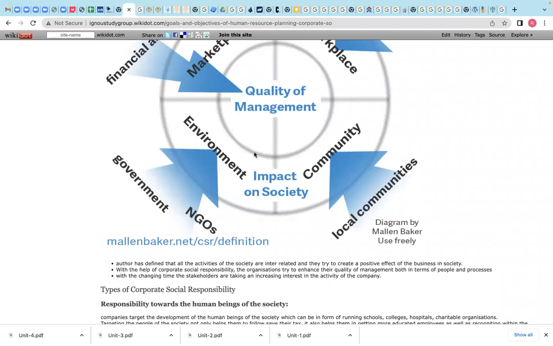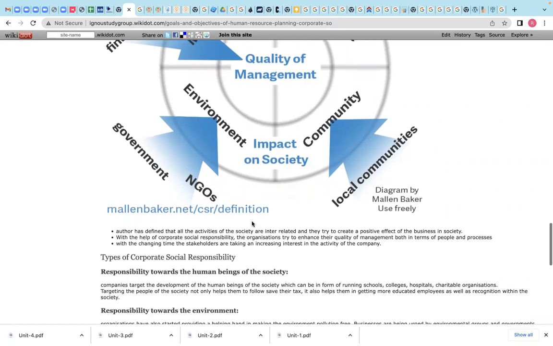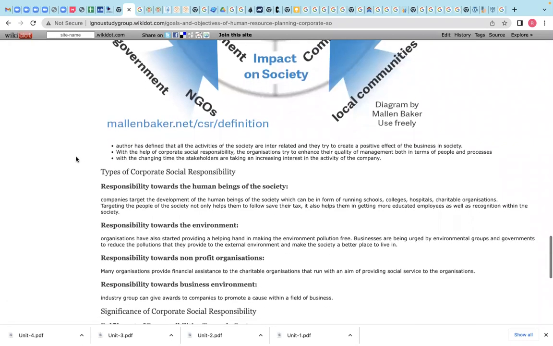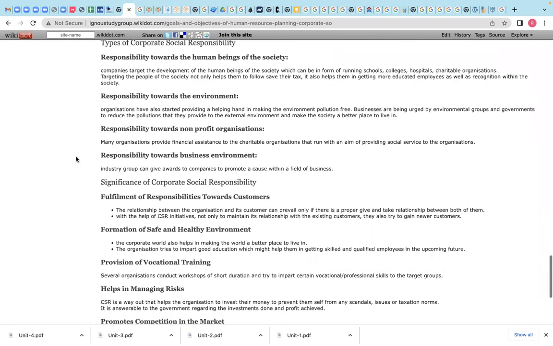So next we are going into types of CSR. Okay, so what are the types of CSR? First thing, the responsibility towards human beings of the society. So here, what it is aiming at is doing things which are going to improve people's life. For example, running a school or a college or funding a particular charitable trust. So those are things which are aimed at improving people's life directly.